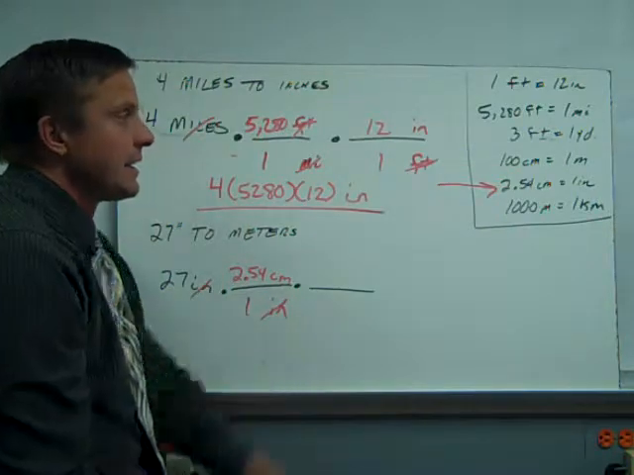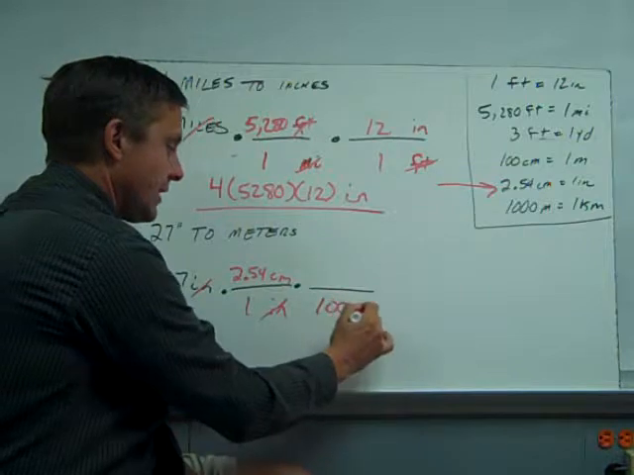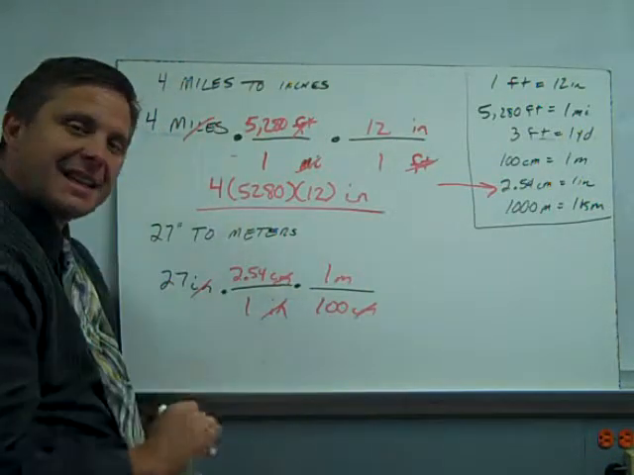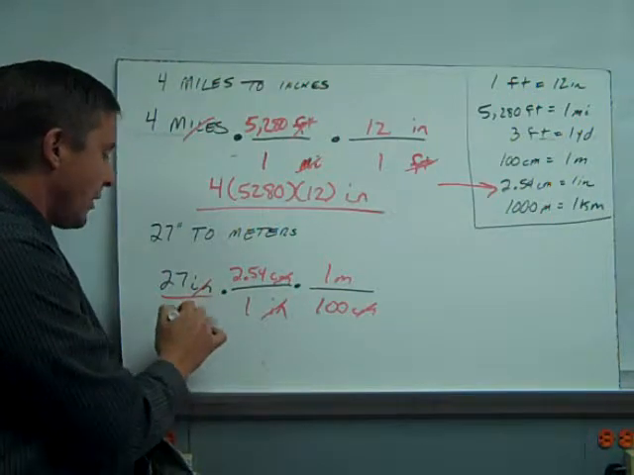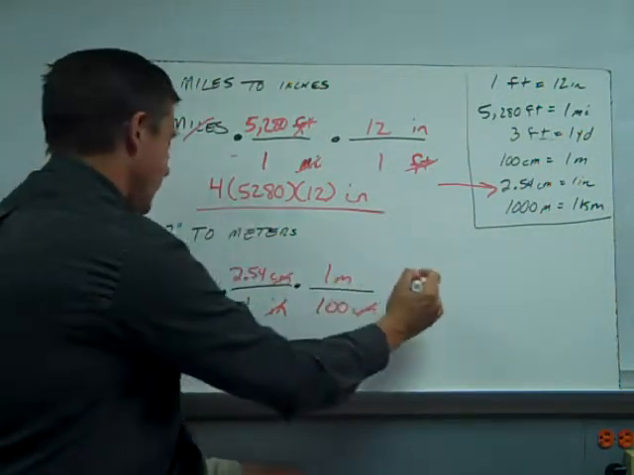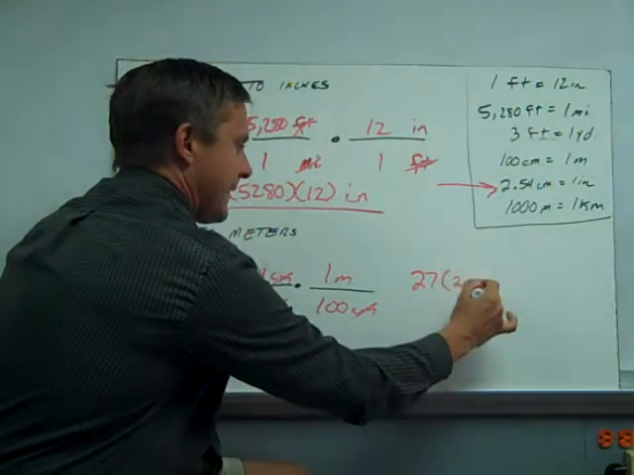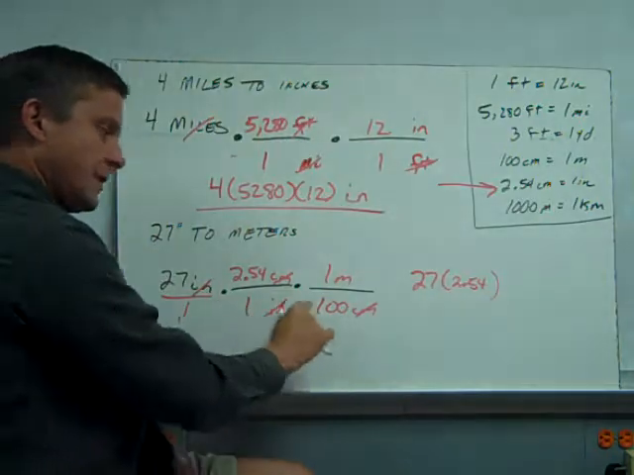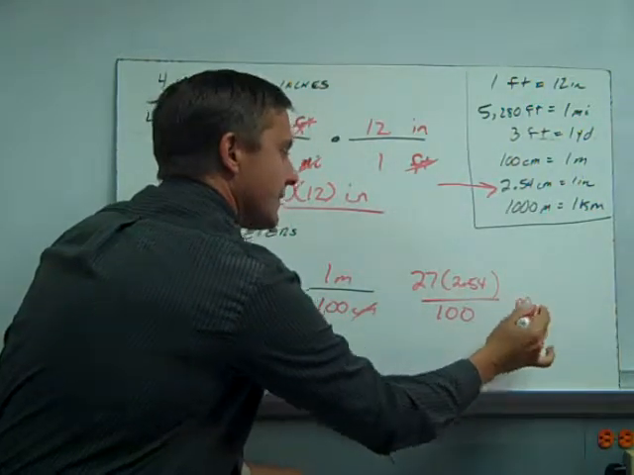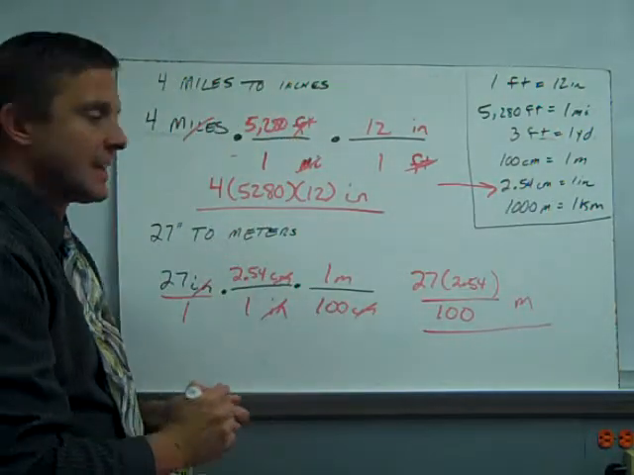And again, this is multiplying by 1, so it hasn't changed this value. Inches cancel. Centimeters to meters. Okay, 100 centimeters to 1 meter. And again, think of the math. This is over 1. 27 times 2.54 times 1. I won't write the factor of 1. 27 times 2.54. 1 times 1 times 100 is 100, and the unit is meters. And we accept that answer.